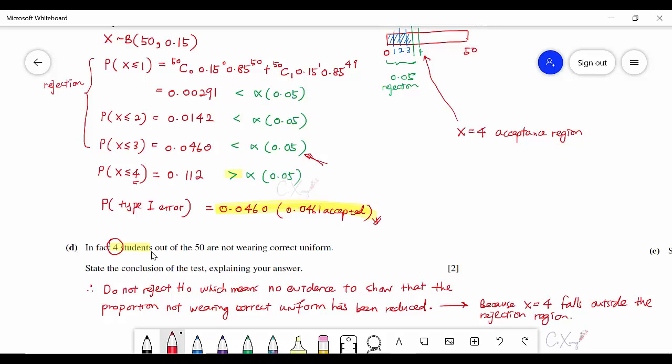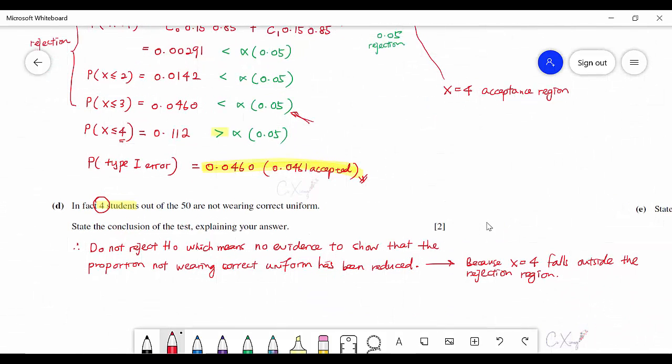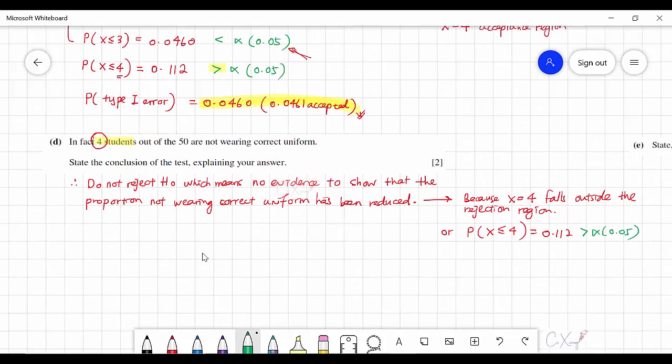So you can write it like this. This is the reason. Or maybe some students might want to write it as because the probability for x smaller than or equal to 4 is equal to 0.112, which is already more than the alpha, which is 0.05. So this is another reason. You can write it either way. Actually from part C, they already tell you that when x equals 4, you should start to accept, or do not reject, the null hypothesis. So this is our answer for part D. The answer is do not reject the null hypothesis.